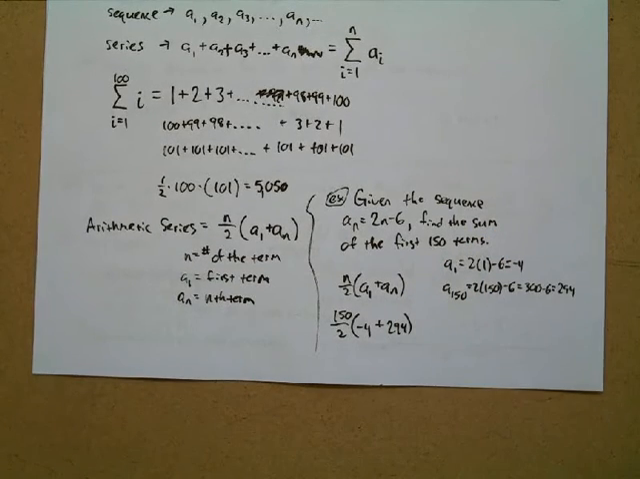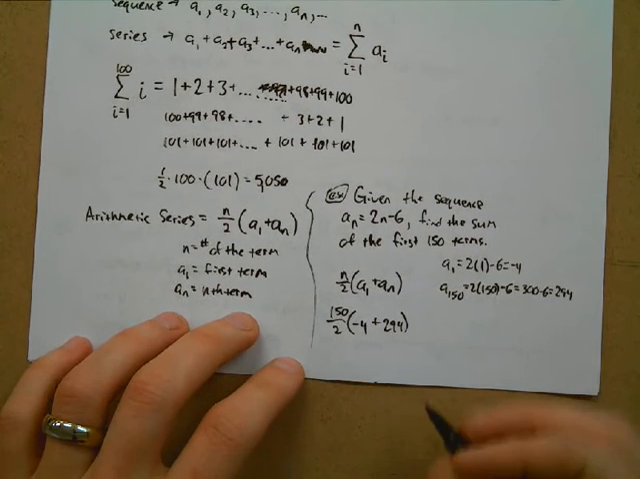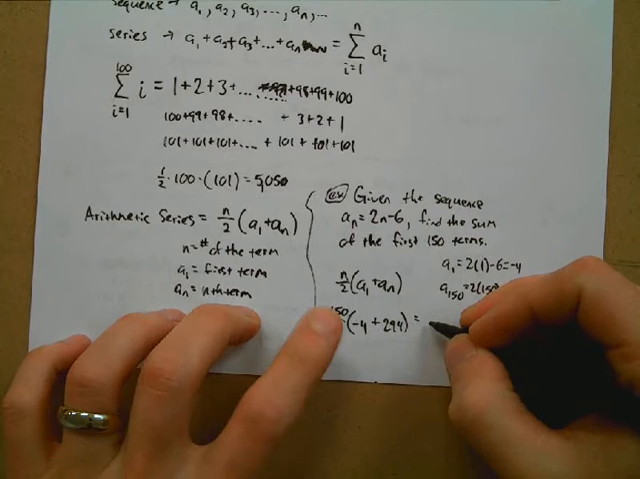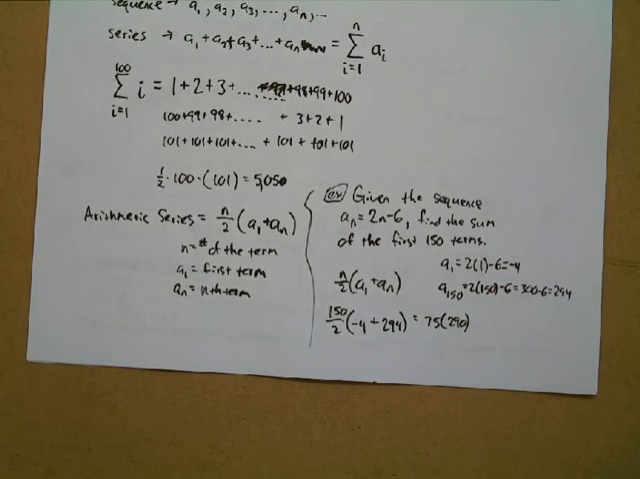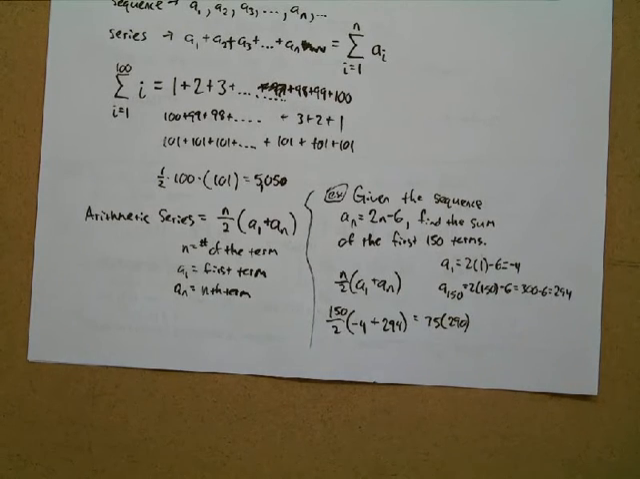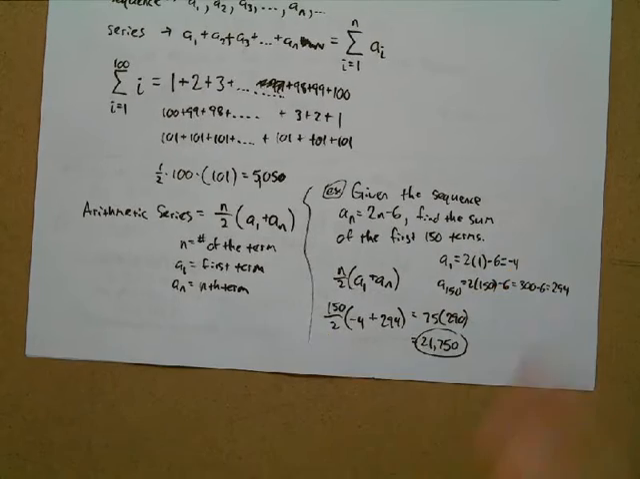In sigma notation, if you saw this in sigma notation, it would look like this. What did we do here? We did the sum from 1 to 150 of 2i minus 6. We added up this pattern here, 2i minus 6. That was the sequence of numbers that we added up. So 21,750. Questions on any of that?